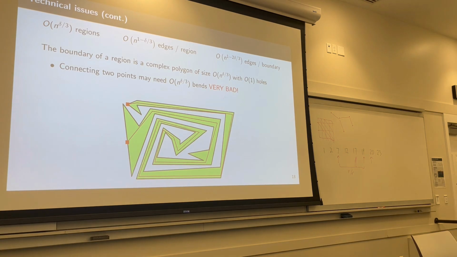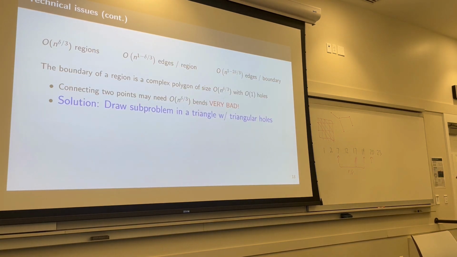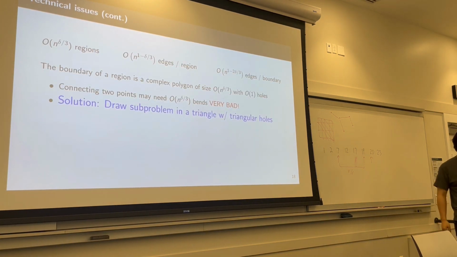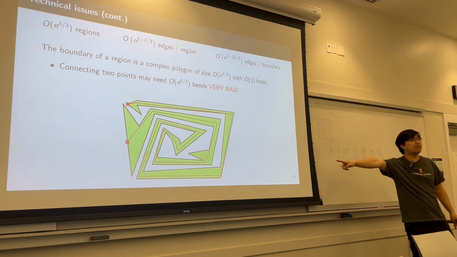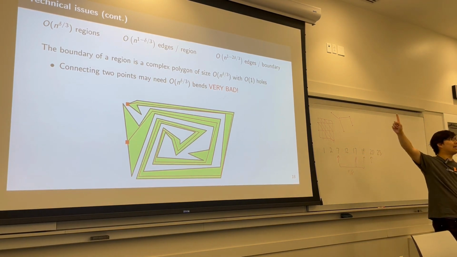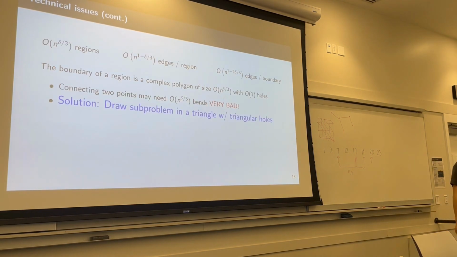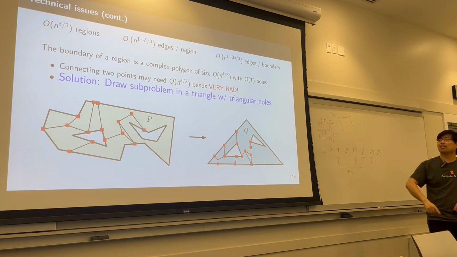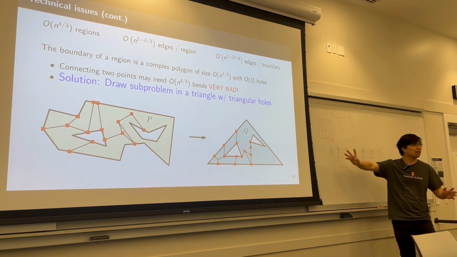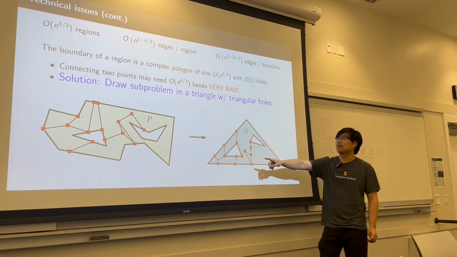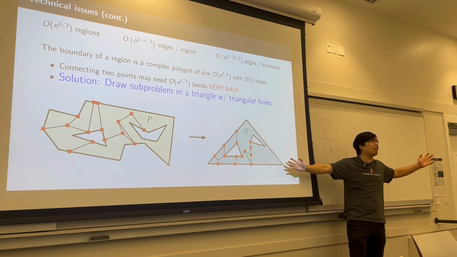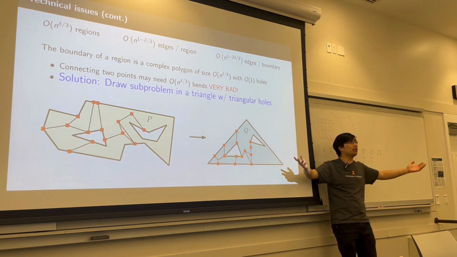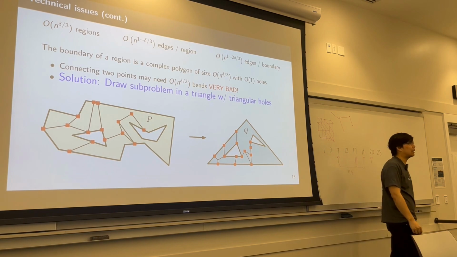So that's very bad. The way around this that we take is, if you look at this graph here, topologically this graph is very simple. There's only one connected component, right? So why don't we just draw this in a triangle with triangular holes, if there are some holes. So the boundary could be complex, but we can choose whatever drawing that we want to output. And we'll choose one with a triangular boundary.